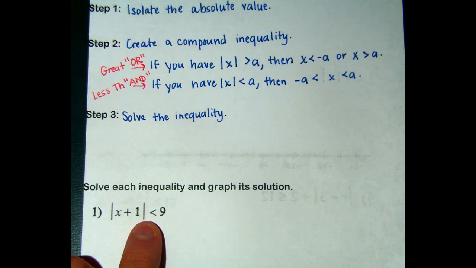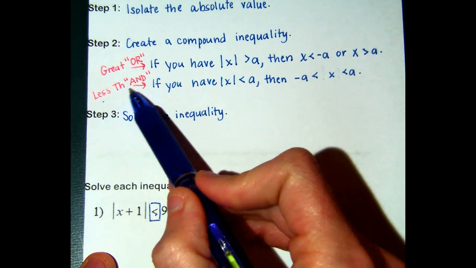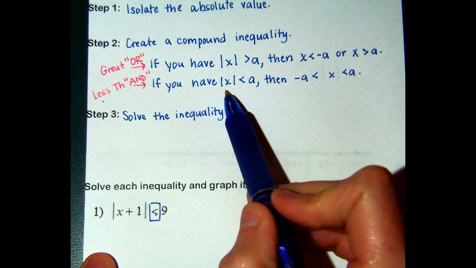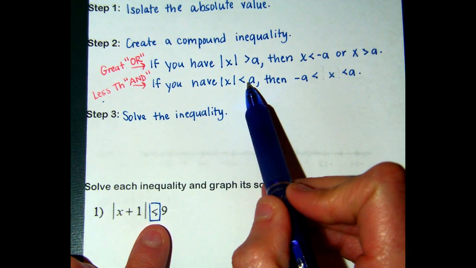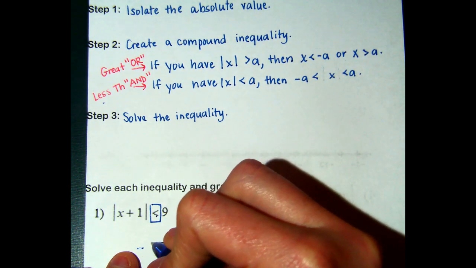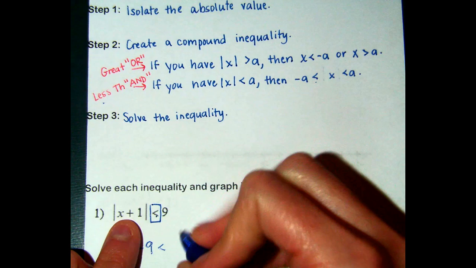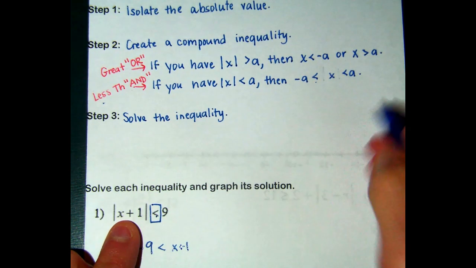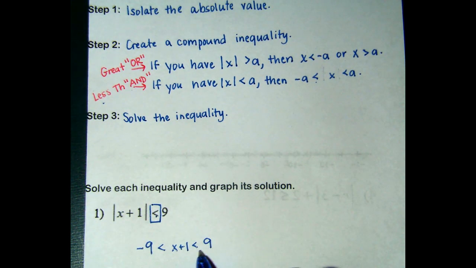Step 2 is create a compound inequality. I am looking very specifically at my symbol. That is a less than symbol. So I'm going to use less than. So if you have absolute value of x, in this situation x is x plus 1, and less than a, in this situation a is 9, then we're going to set it up to look just like this. So we're going to take our 9 and make it a negative 9, a less than. Instead of x, we put what's inside. X plus 1 is inside, and positive 9. So negative 9 less than x plus 1 less than 9.